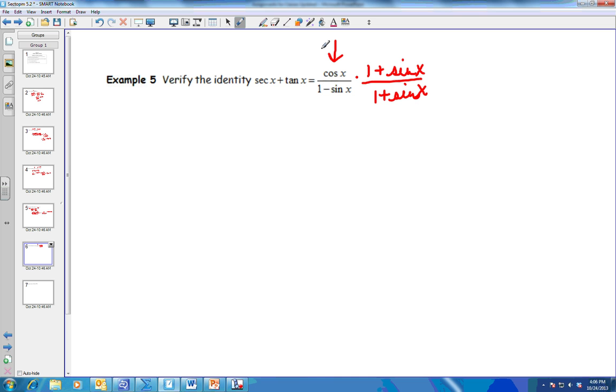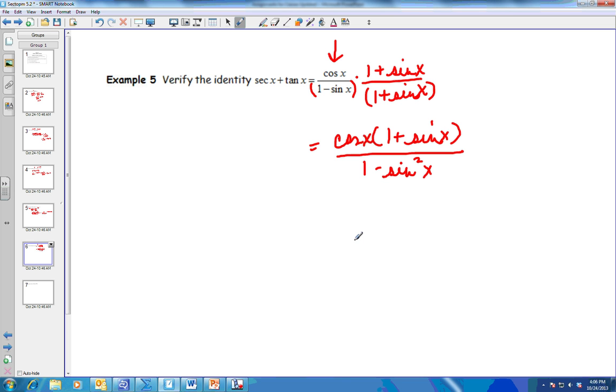All right, so just looking at this right-hand side, on top I have cosine x times 1 plus sine x. And on bottom, if I FOIL this out, this is the difference of squares. My middle terms will cancel, and I get 1 minus sine squared x. Now, 1 minus sine squared x is a Pythagorean identity, so I'm going to rewrite the top.